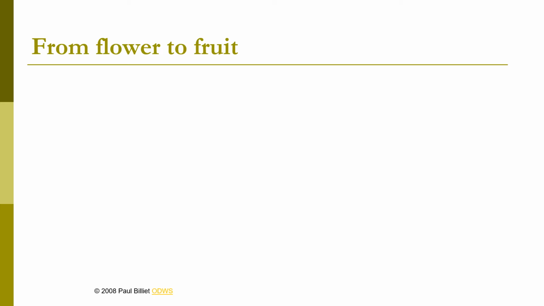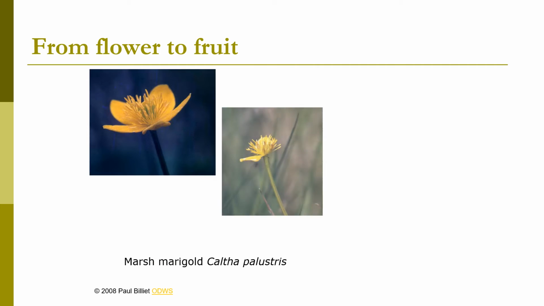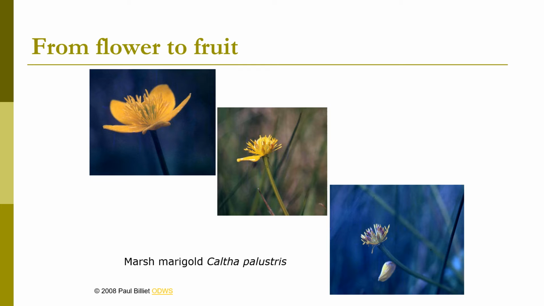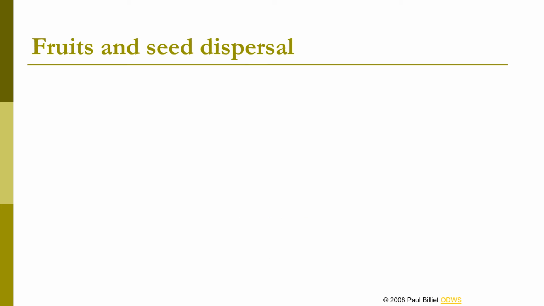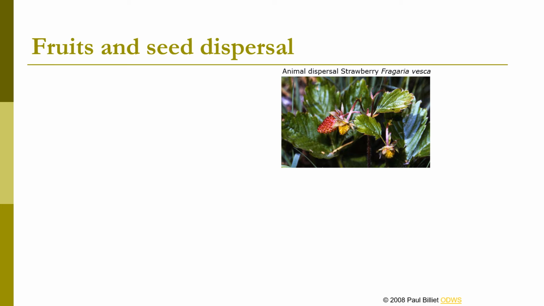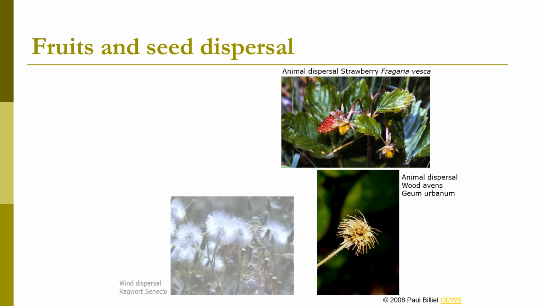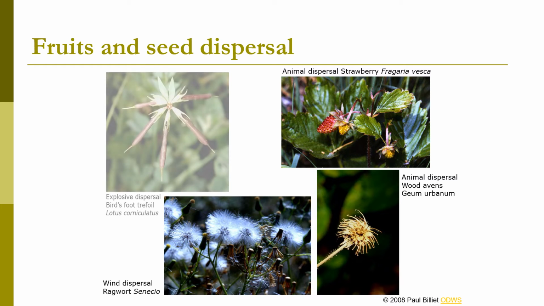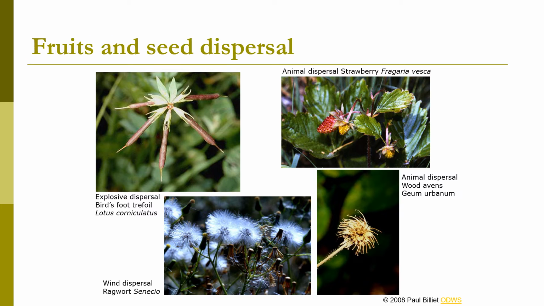So, flower is very important in creating fruit. We all know that before the fruit is produced, it will always start from a flower, like in this marsh marigold or Caltha palustris. We have also different types of fruits and seed dispersal. It could be through animal, through wind, and through explosive dispersal.